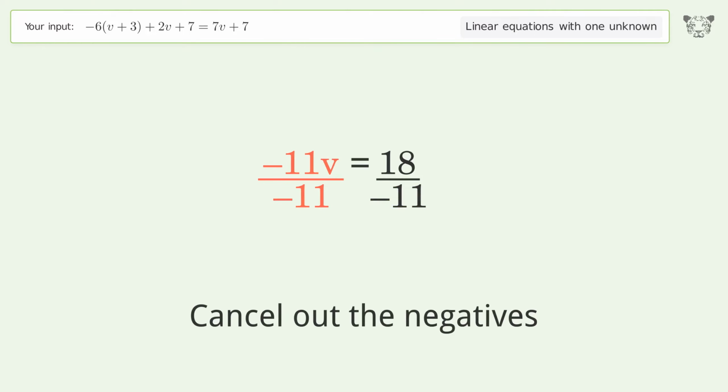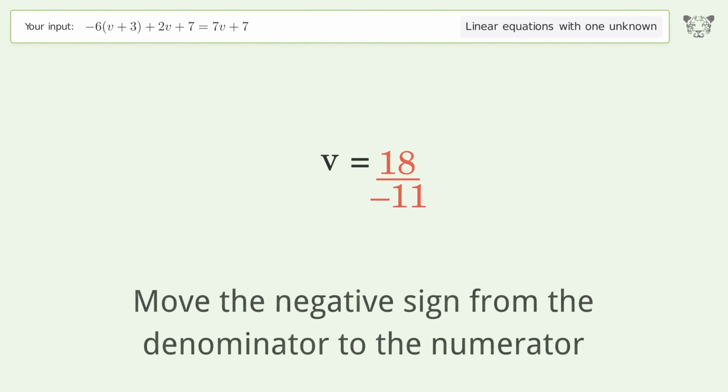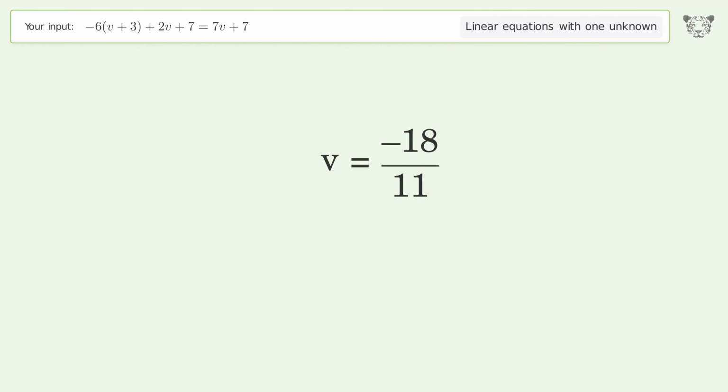Cancel out the negatives. Simplify the fraction. Move the negative sign from the denominator to the numerator. And so the final result is v equals -18/11.